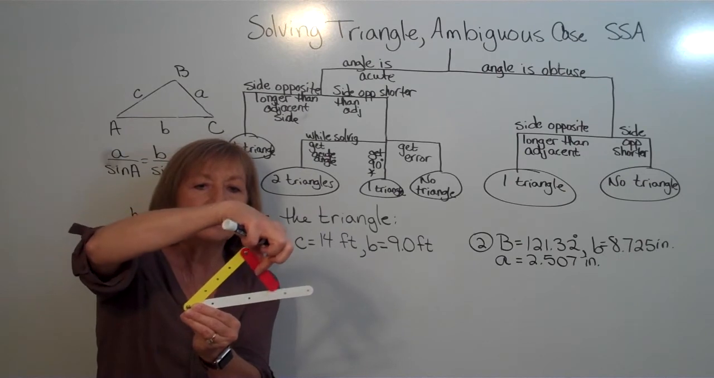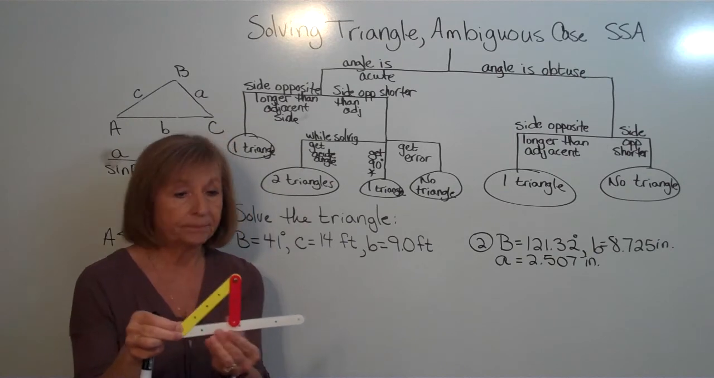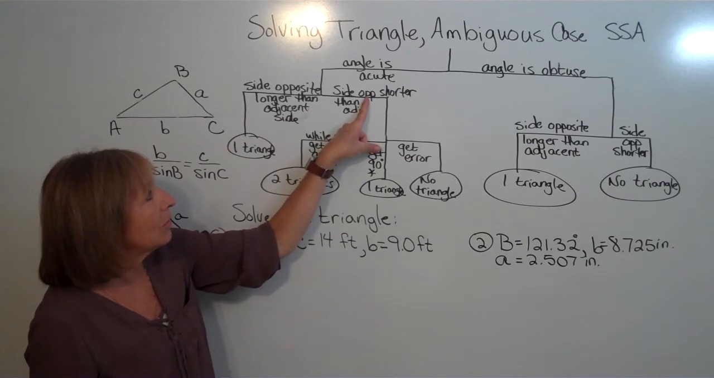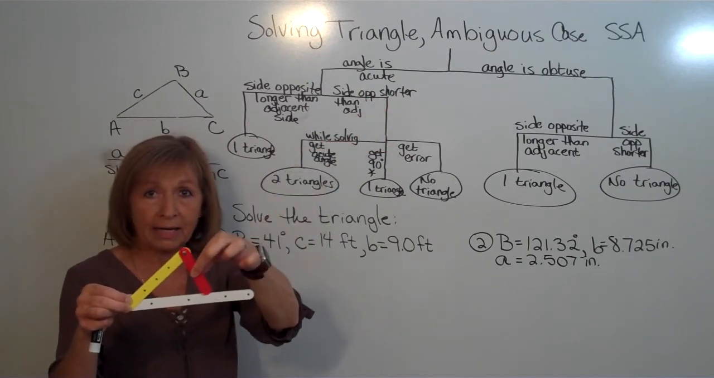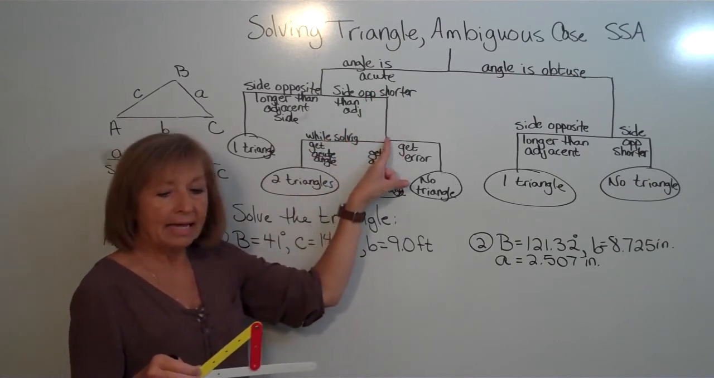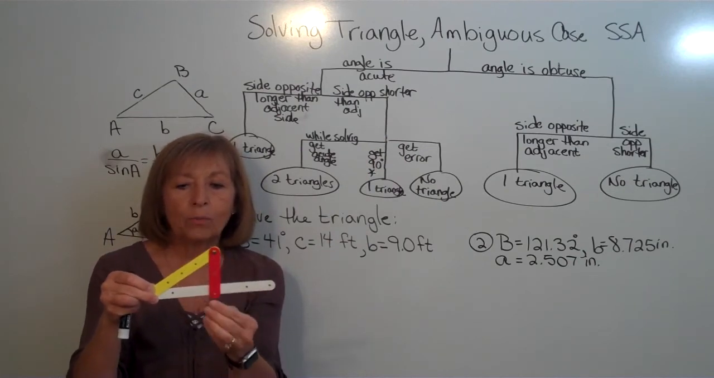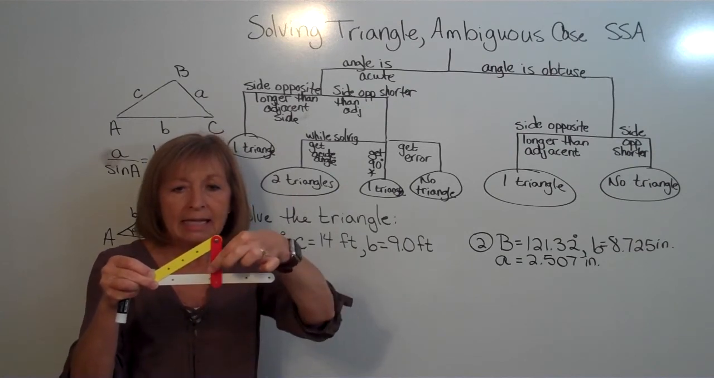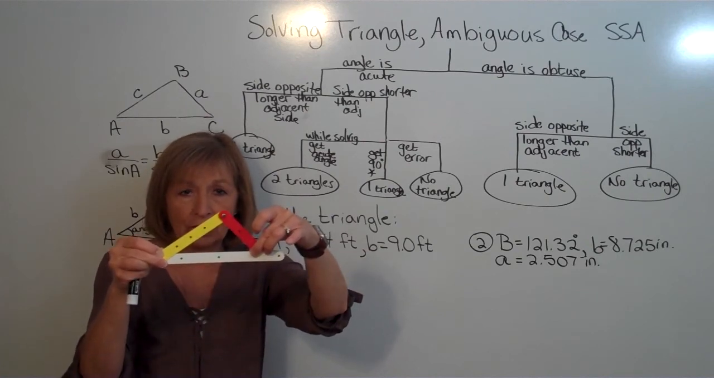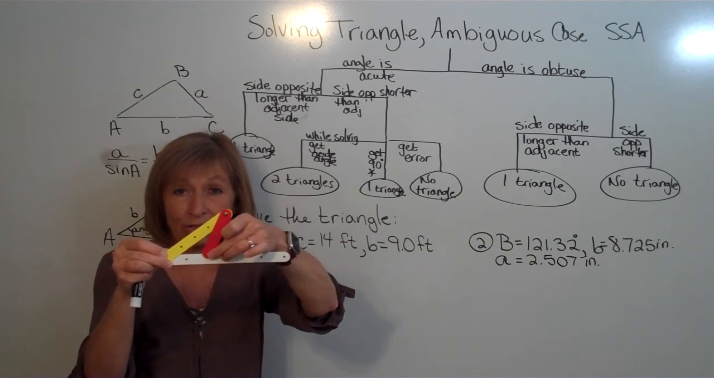And I have this side opposite the angle, and then the yellow one is the side adjacent to it. So if the side opposite the angle is shorter than the adjacent side, then I really have three situations that could happen. I could have it where the angle is so small that this shorter side is going to hit that other side and make this triangle, but it could also be swung in and make that triangle.